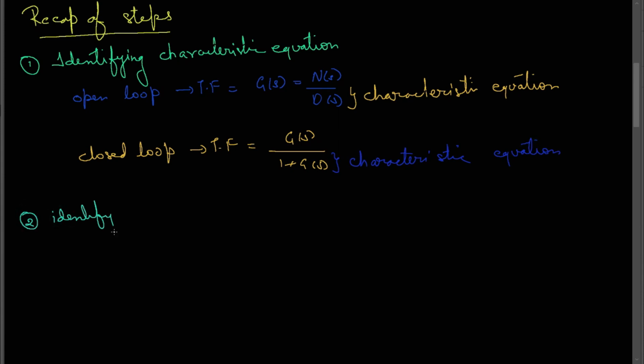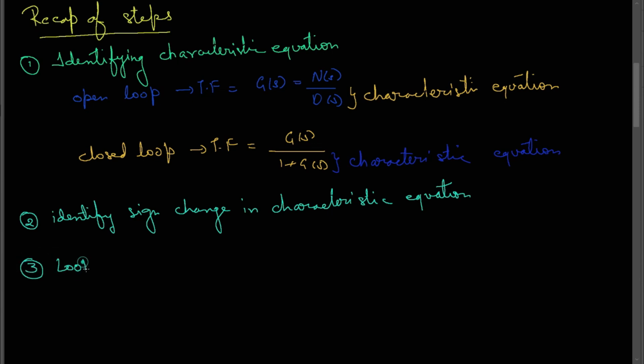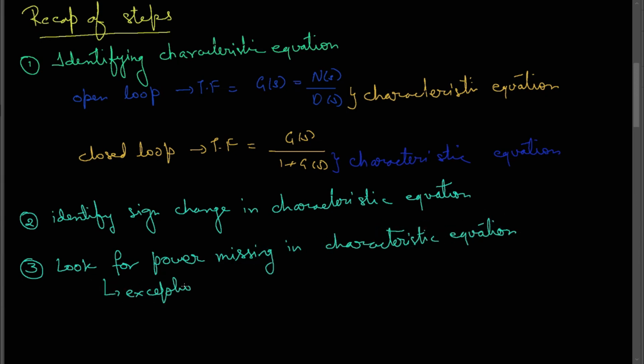In the second step, we identify whether there is any sign change in the characteristic equation or not. If there is a sign change, the system is unstable. In the third step, we look whether there is any power missing in the characteristic equation. If there is any power missing, the system is again unstable. However, there does lie an exception where all the powers are odd or even.